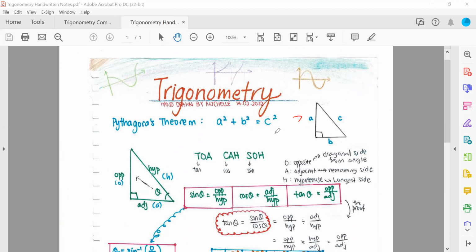So for example, we can put a to be 3, b to be 4, and c will be 5. 3 squared plus 4 squared will be 5 squared. So the longer side is 5, which is c, and this can be a, and 4 can be b. All right. So this applies for a right angle triangle.